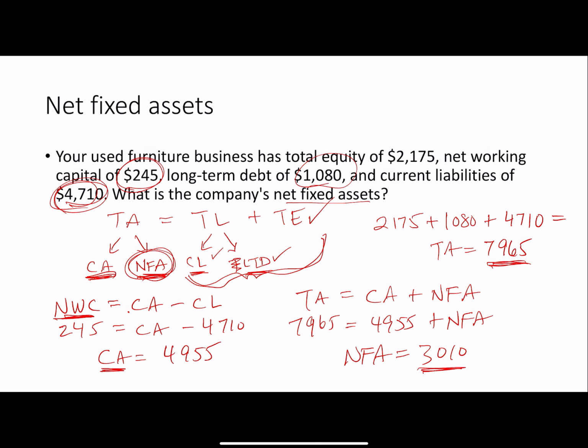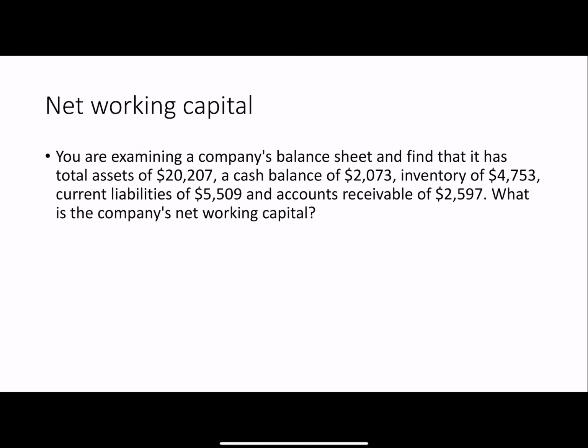All right. Next problem, net working capital. So you're examining a company's balance sheet and find that it has total assets of 20,207, a cash balance of 2,073, inventory of 4,753, current liabilities of 5,509, and accounts receivable of 2,597. What is the company's net working capital?